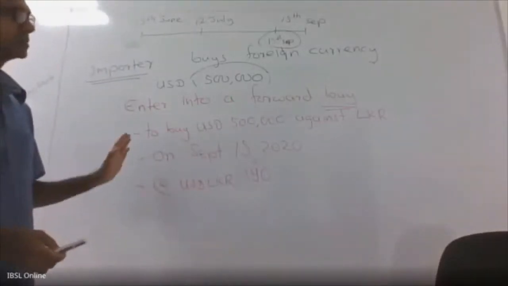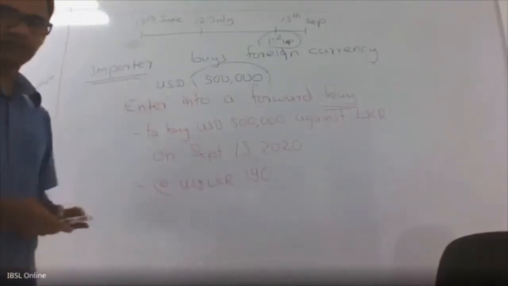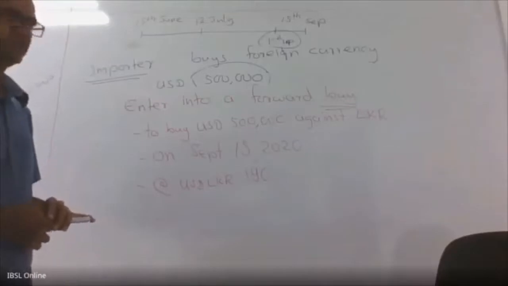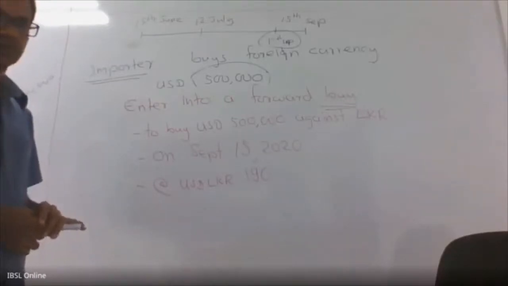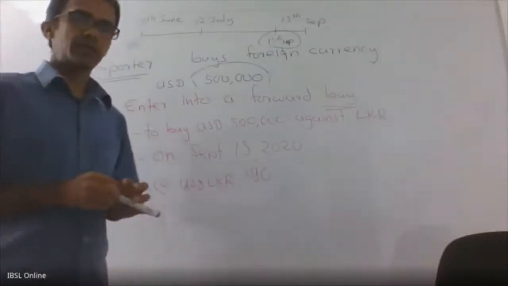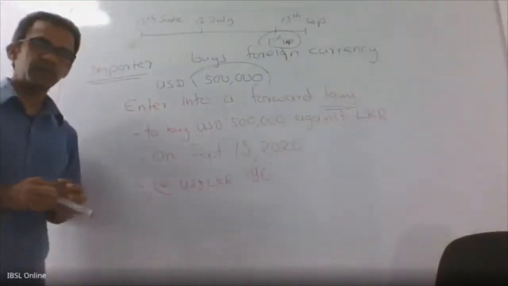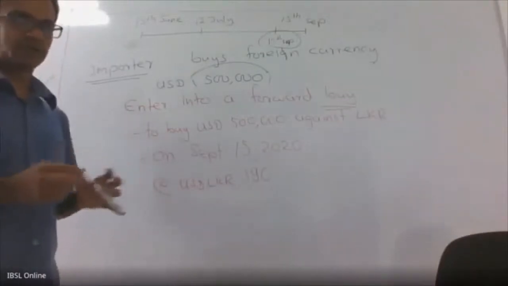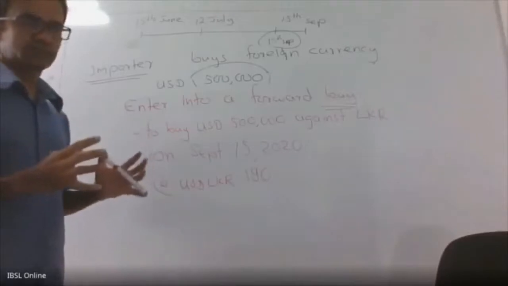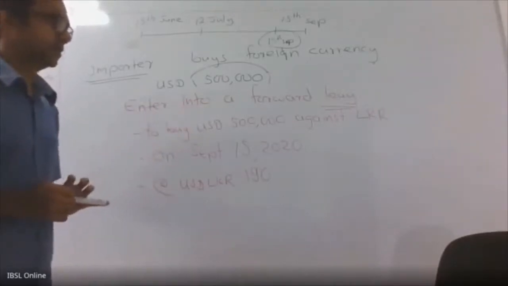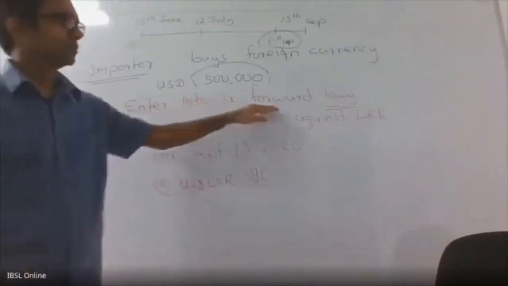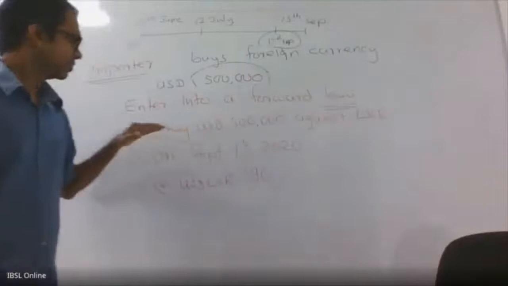So the importer has to buy foreign currency on a future date. So there's a risk if the dollar rupee exchange rate increases. In other terms, if the rupee depreciates, he may have to pay more rupees to buy dollars. To avoid that, to fix the amount that he has to pay, to have some certainty on the transaction, he can enter into a forward transaction to buy.